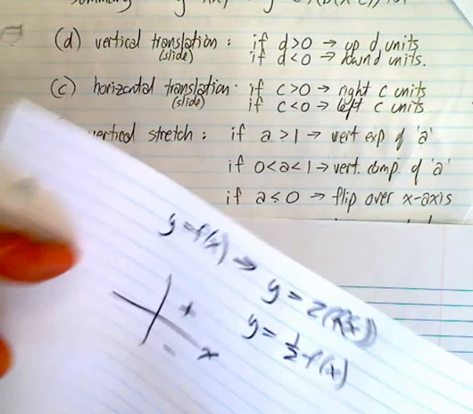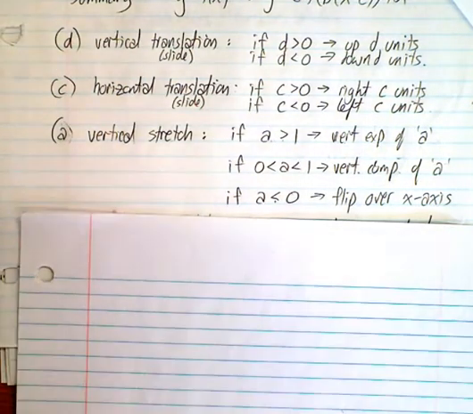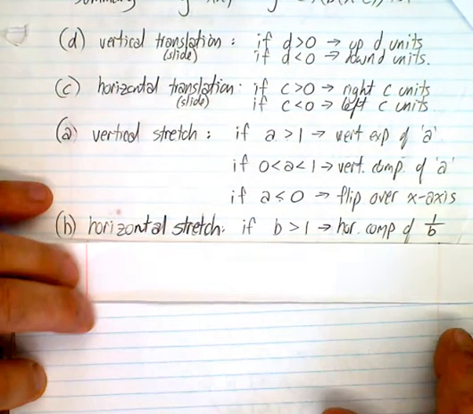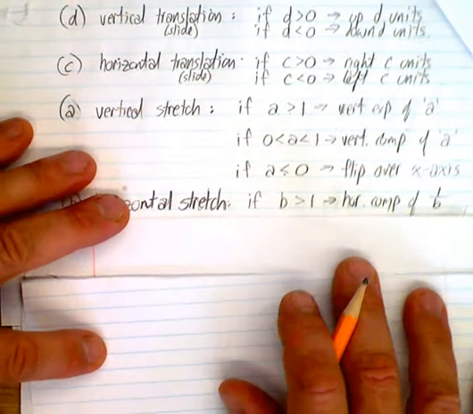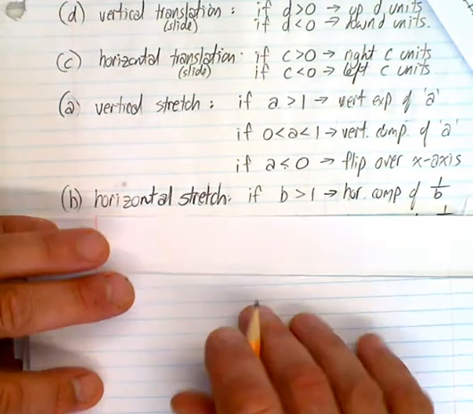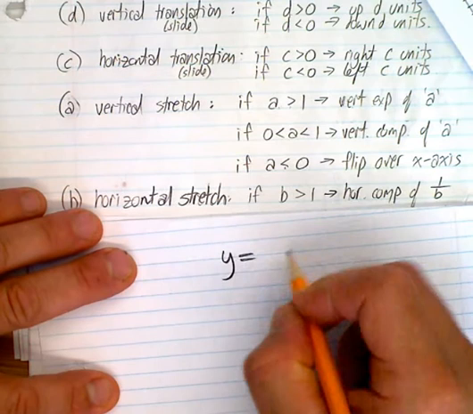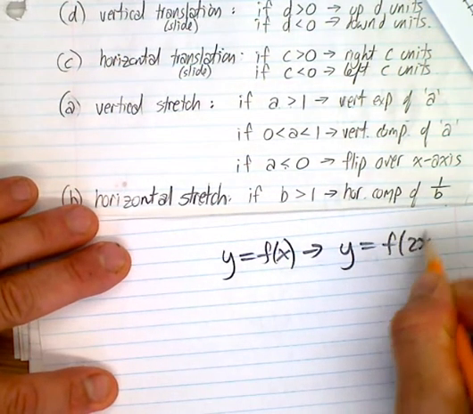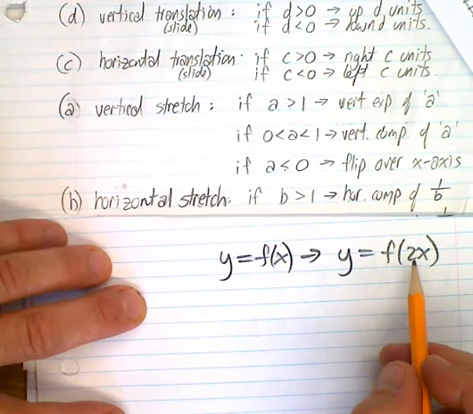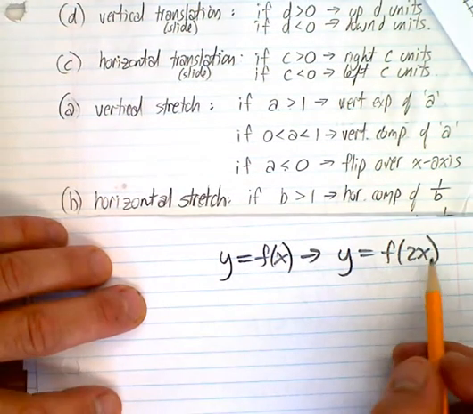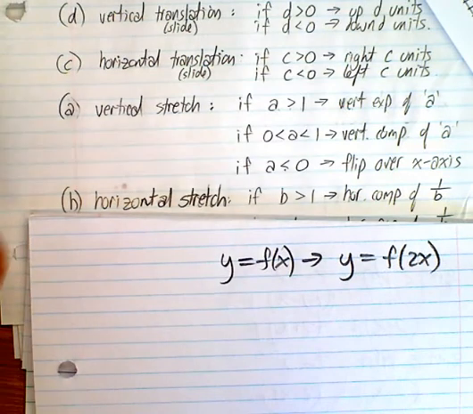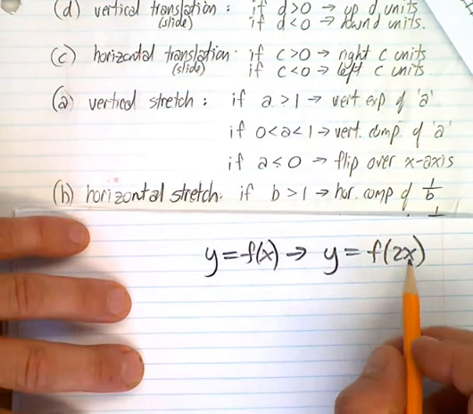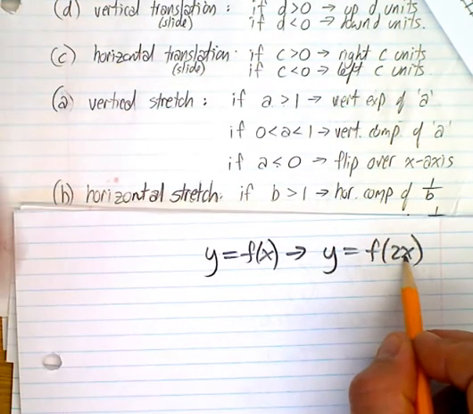Now, what about a horizontal stretch? A horizontal stretch, again, can be a compression or an expansion. And this is where it gets a little bit weird again. Because if you have, for example, y is equal to f of x, and we change that to y is equal to f of 2x, it's opposite. Again, it's counterintuitive. You've doubled your x, so to bring it back where it was, you actually have to take half of it.